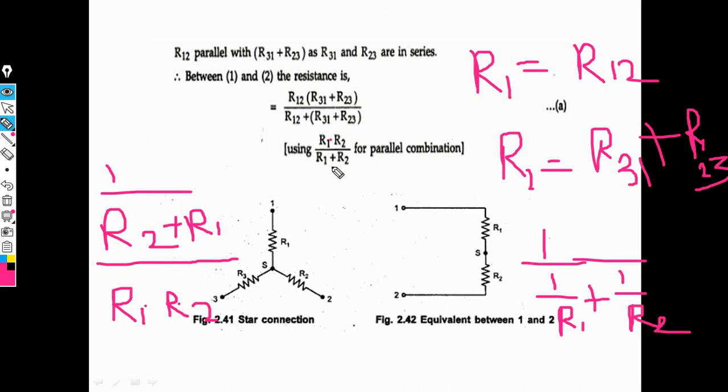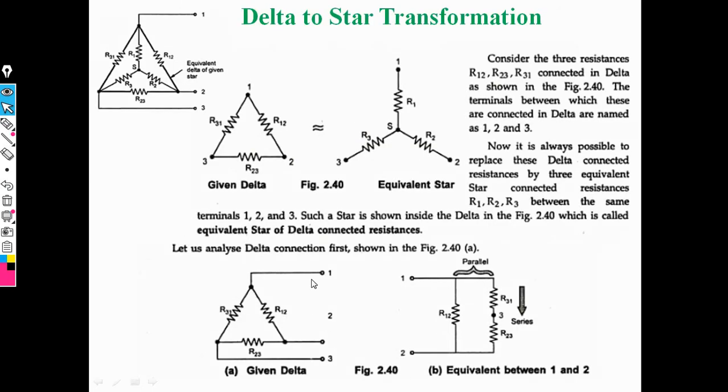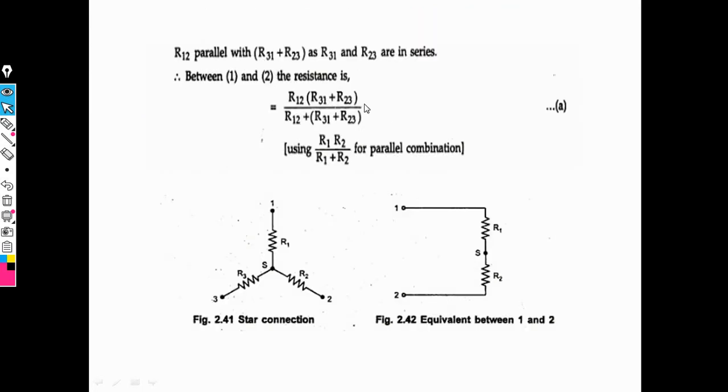Okay, now this is the phenomenon for the delta connection. We have explained the delta circuit here. This is the concept of delta. Now we need the star connection.